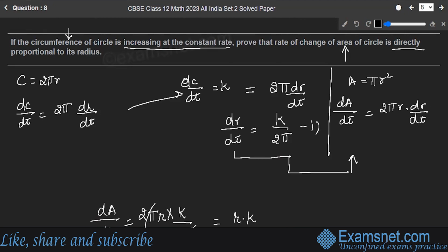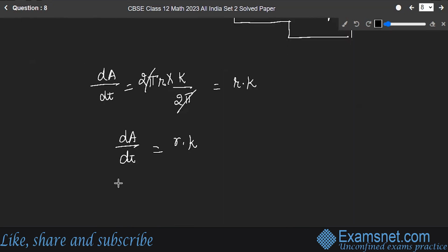It's directly proportional to radius. See, k is the constant, which means that dA upon dt is directly proportional to the radius. That means if the radius is increasing, area is also increasing, or vice versa. Hence, proved. Hope you understood this.